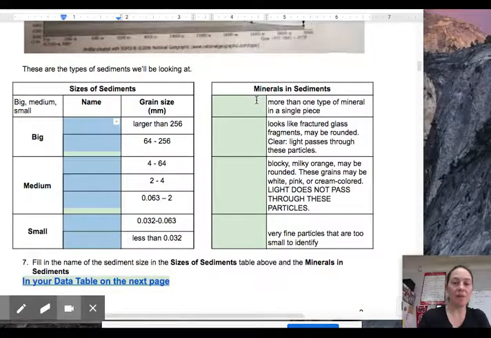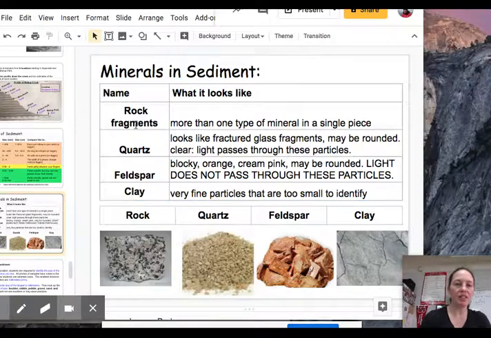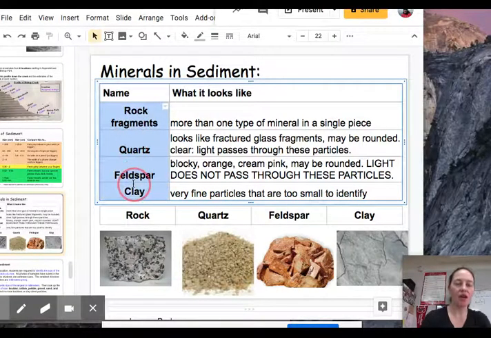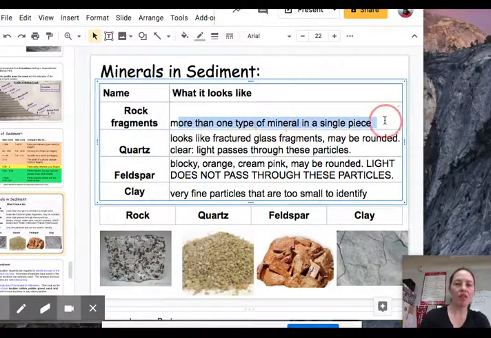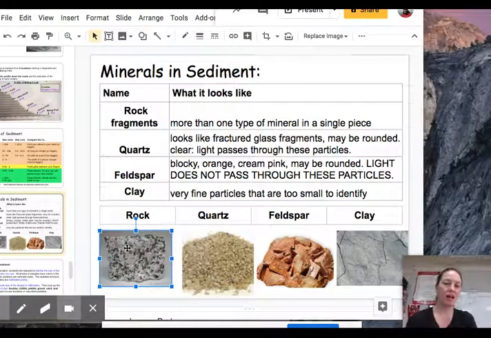Once you're done, we're going to go over the minerals in the sediments. So there's 4 minerals, and we need to put the names in right here. So here on your slides, we have a slide of the minerals in the sediment, and you're going to fill in these 4 names: rock fragments, quartz, feldspar, and clay. So rock fragments is when there's more than one type of mineral in a single piece. So this is showing a rock fragment, and as you can see all the different colors, it has multiple types of minerals in that piece.